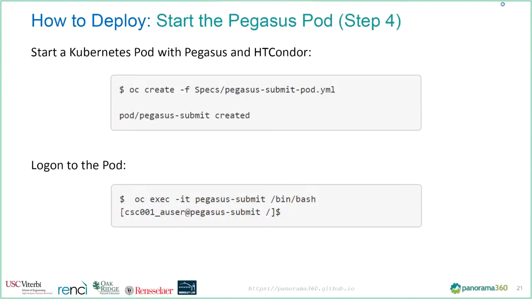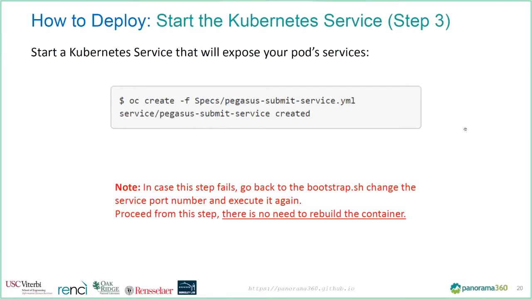In case the creation of the service fails with a message that says the port is already in use and you cannot use that port, you can go back to the bootstrap.sh, change the port to a different number, and rerun the bootstrap datastates. This will create again the files that we want for the Kubernetes deployment, but you don't have to rebuild the container because the container is not built with the port hard coded. So basically, you can skip the container creation and just resume from step 3.